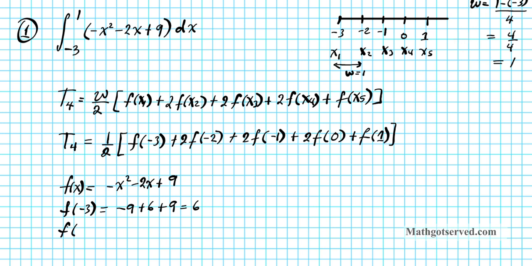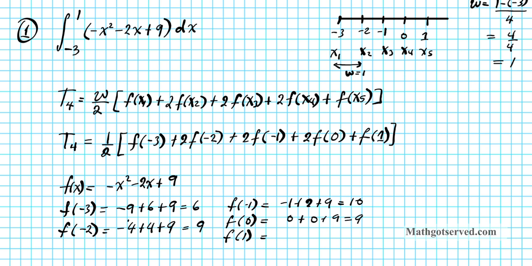If we do f of -2, plug it into this function, -4 plus 4 plus 9, which equals 9. F of -1 is equal to -1 plus 2 plus 9, which equals 10. F of 0, it's easy, these two become 0, so it's just 0 plus 9, which equals 9. And then f of 1, the last one, is going to be -1 minus 2 plus 9, which equals 6.